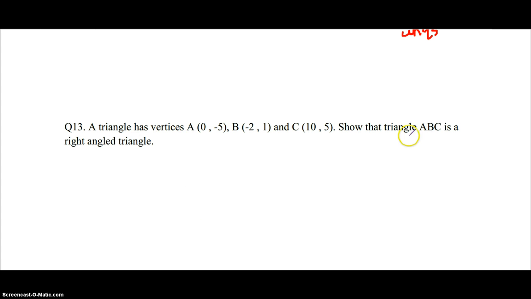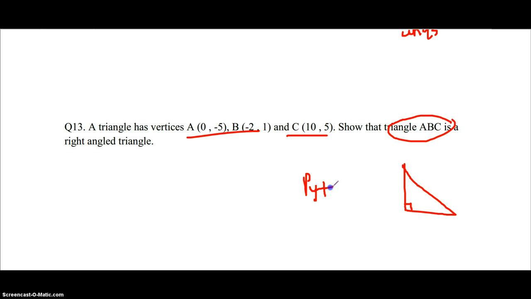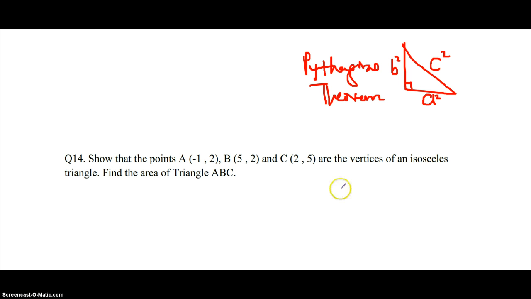Now for this, 3 vertices that they provide you, you have to show that this triangle is a right angle triangle. Let me give you a tip. If it's a right angle triangle, it should fulfill the Pythagoras theorem. I hope you still remember what the Pythagoras theorem is. Basically, it's a squared plus b squared is equal to c squared. Now this is an isosceles triangle. Please go and think about what properties the isosceles triangle has. By drawing this, I'm already giving you a very big clue.